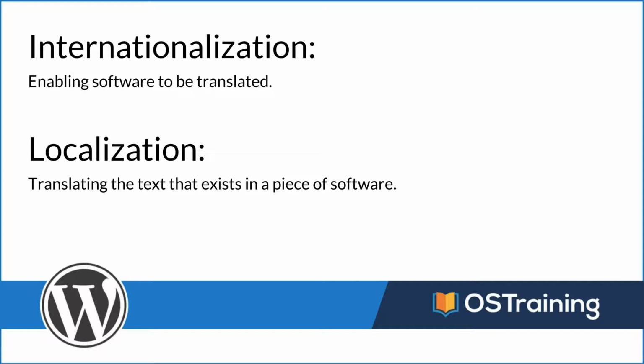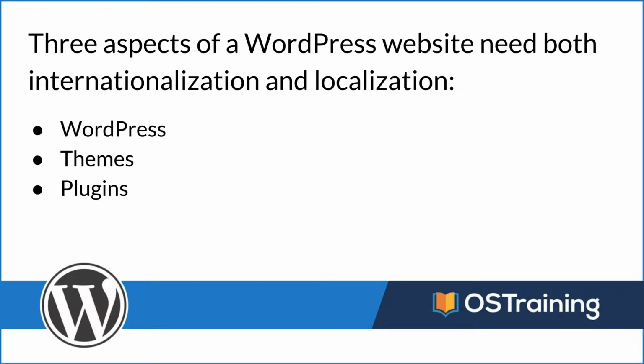Now, ideally, internationalization is done by a programmer, and this programmer does not need to know the other spoken language. They simply need to use good coding practices to allow for localization. Localization, on the other hand, deals with the process of translating, and the people who do this do not need to be programmers. If internationalization is done properly, then the localizers can do their work without having to know anything special about the technology. Now, the reason these matter to you is that there are three aspects of a WordPress website that need both internationalization and localization: WordPress itself, themes, and plugins.